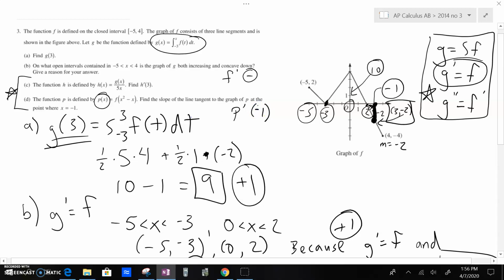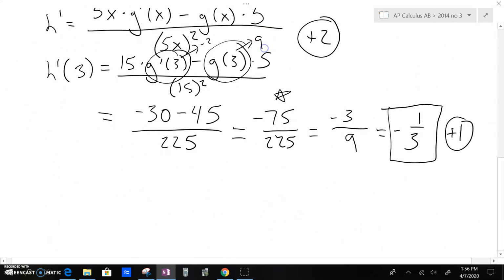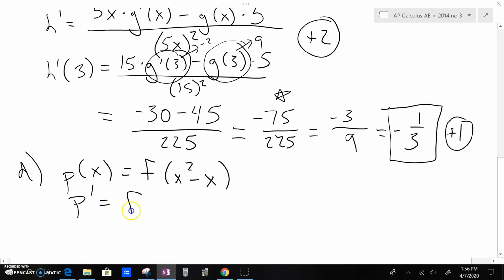Okay, well, p prime, let's see, if we have p equals f of x squared minus x. So p equals f of x squared minus x. So if I want the derivative, I need to do f prime, leave the inside alone, times the derivative of the inside. So this is them getting at, do you know chain rule?